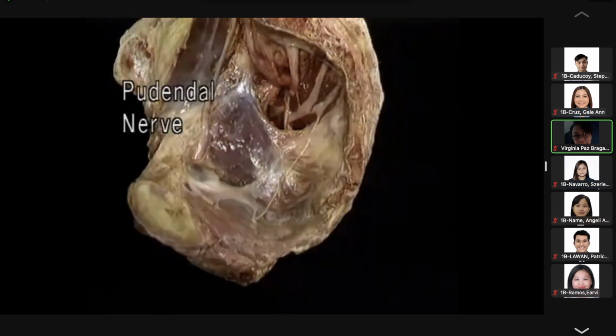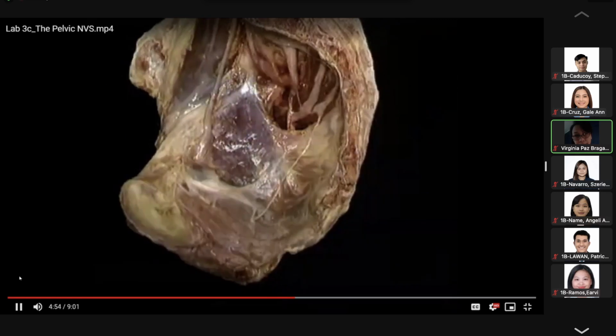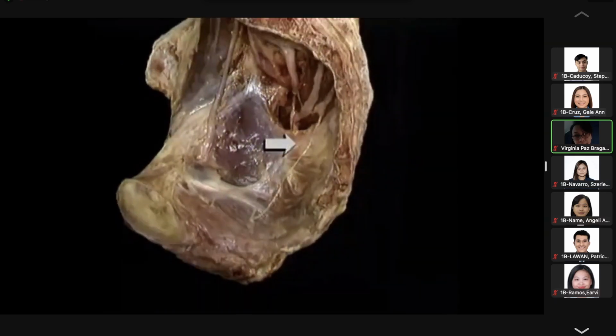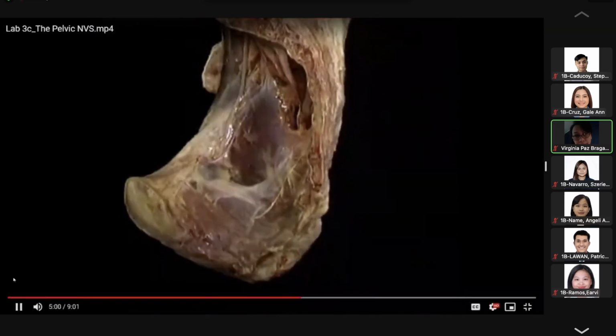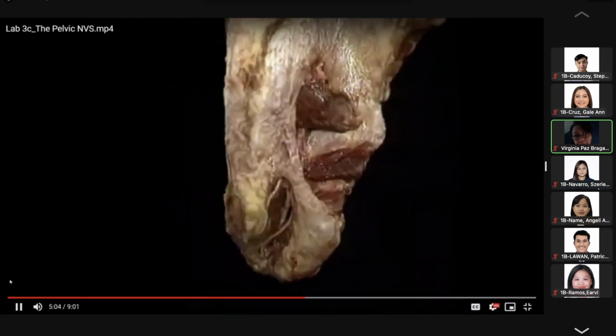Here's the pudendal nerve. It's derived from S2, 3, and 4. It arises from the plexus just above the sacrospinous ligament, which is here, and passes immediately through the greater sciatic foramen. To see where it goes, we'll go round to the back.